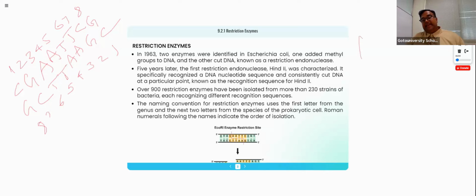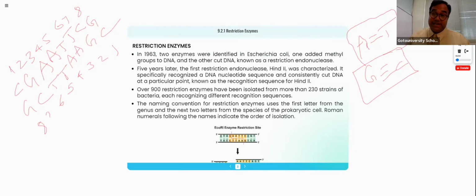Basically, A always base pairs with thymine with a double bond. G always base pairs with cytosine with a triple bond. So A always joins with thymine with a double bond, and G always joins with cytosine with a triple bond. So by keeping this, this is a palindromic sequence.